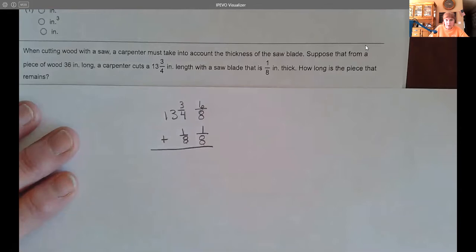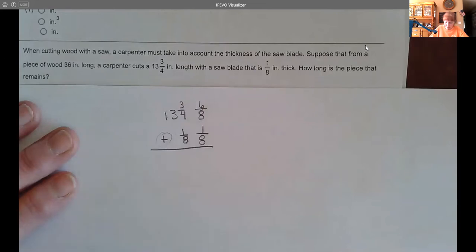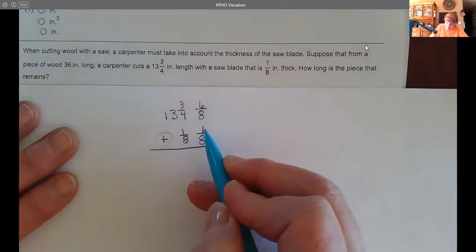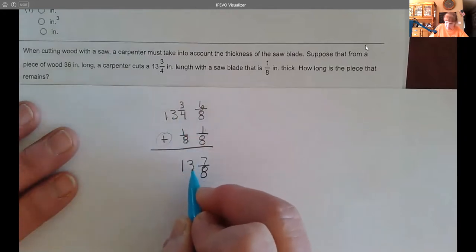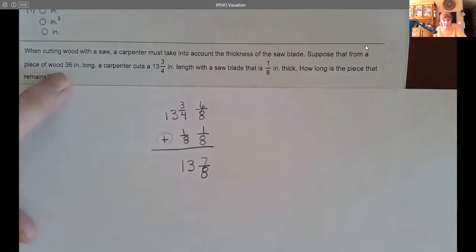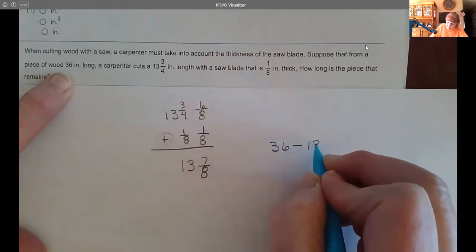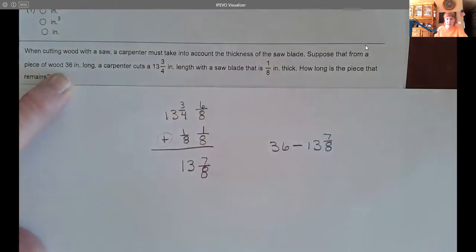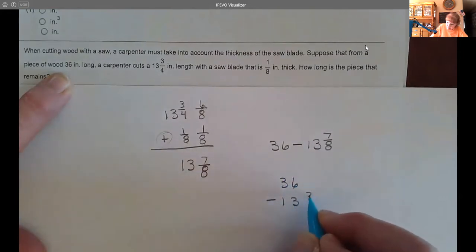Okay. So here we're going to add the total amount that we want that's going to be cut from that board. Looks like we're going to have 7/8, and 13 plus 0 is 13. So 13 and 7/8 is what's going to be cut. What's left? Well, we're going to take our 36 and we're going to subtract 13 and 7/8 from the board to see what's left. What remains? Well, let's go 36 minus 13 and 7/8.